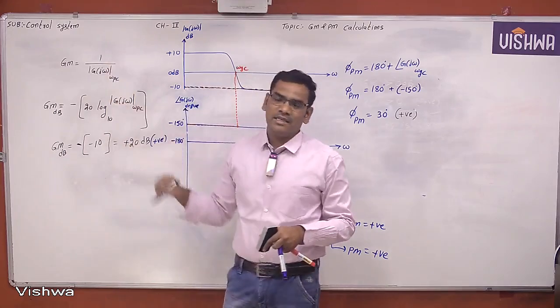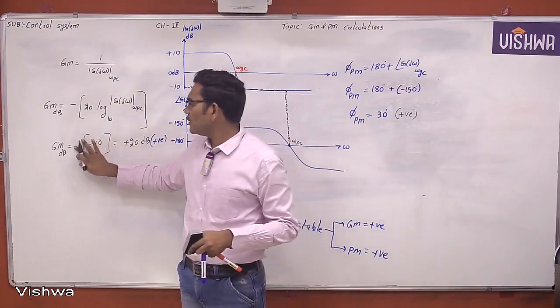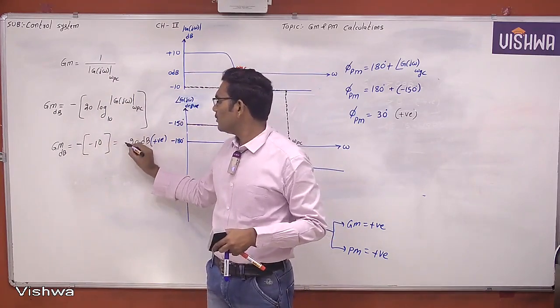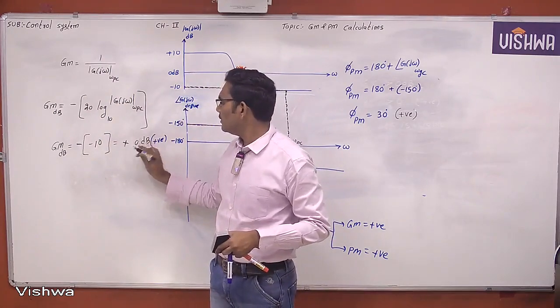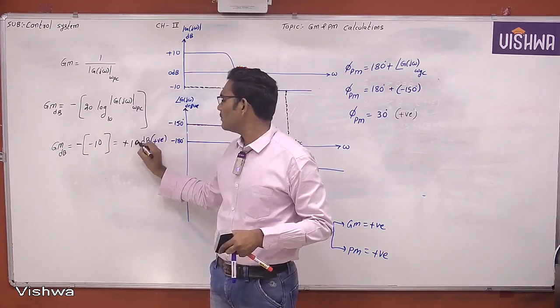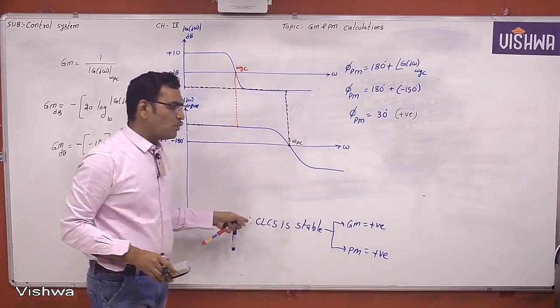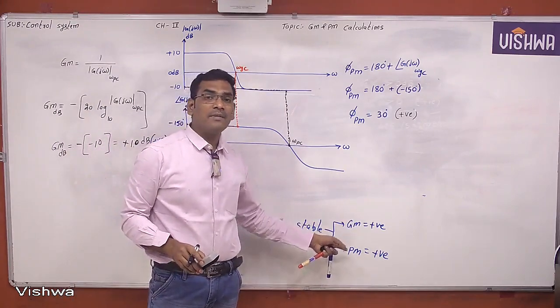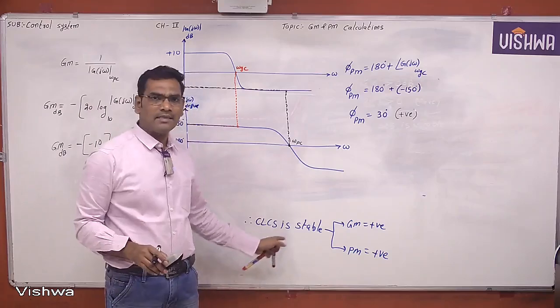But the gain margin is nothing but the reciprocal. The reciprocal is nothing but minus becoming plus. Now this is plus 10 dB. The closed loop control system is stable because the gain margin is a positive value and the phase margin is also positive. And the system is stable.